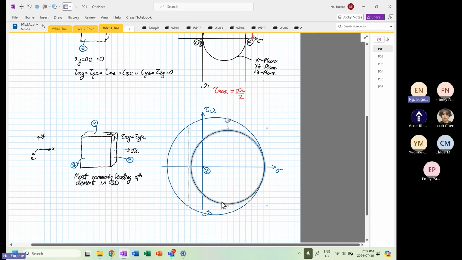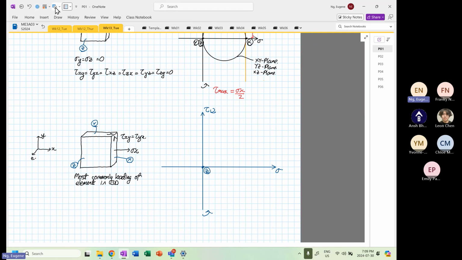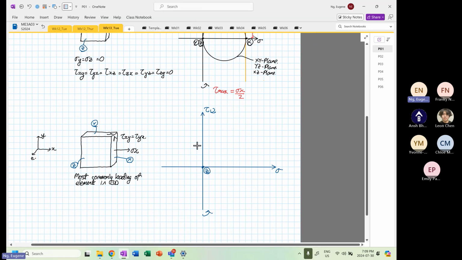Hold on. Something in my head is not making sense. Let me draw it properly, okay? I'm trying to skip steps. That's where my problem comes. So when we have a circle on this configuration, let me sketch this out properly.